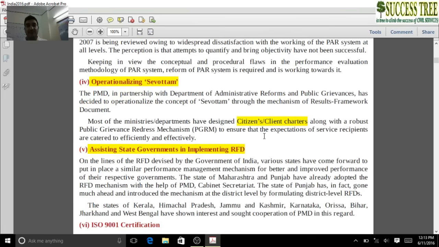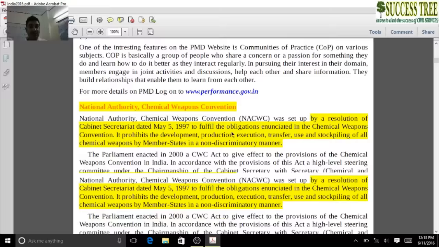Next, operationalizing Sevottam. We'll discuss Sevottam further. It is regarding the citizen charters, the client charters. Sevottam is made of two terms, Seva and Uttam, meaning Uttam Seva, excellent service delivery. Sevottam, service excellence.